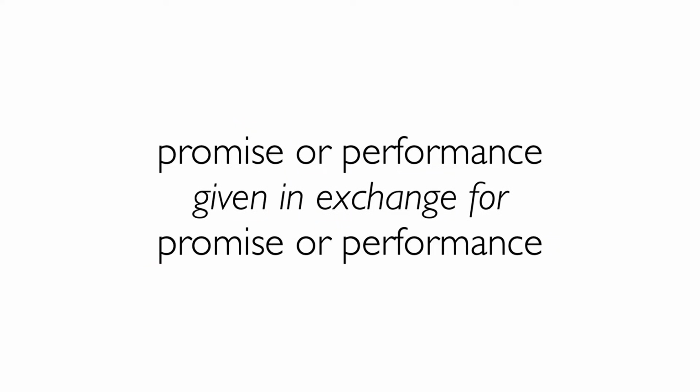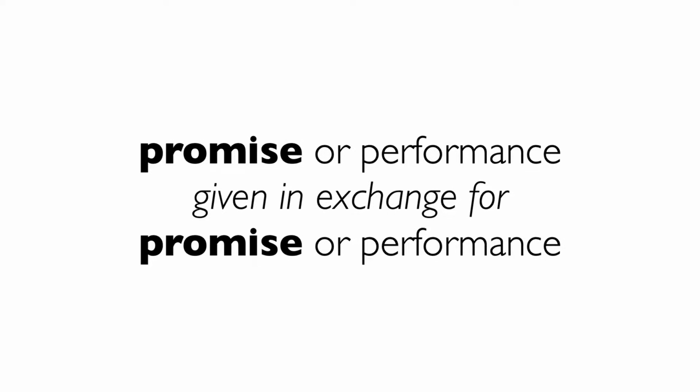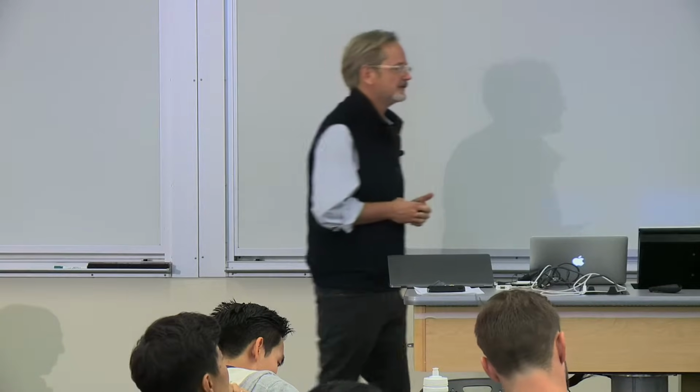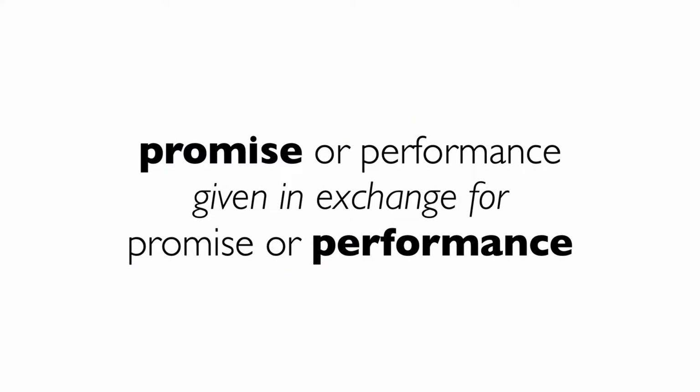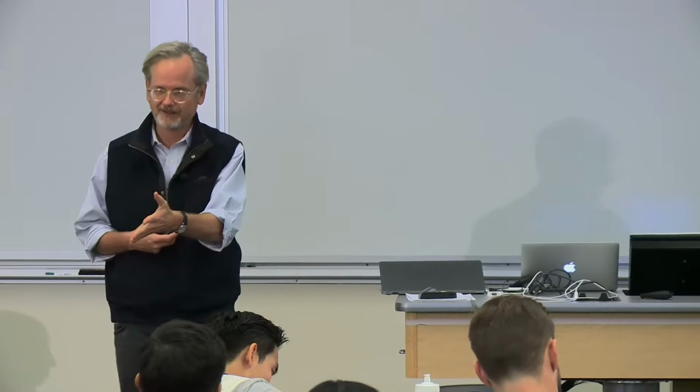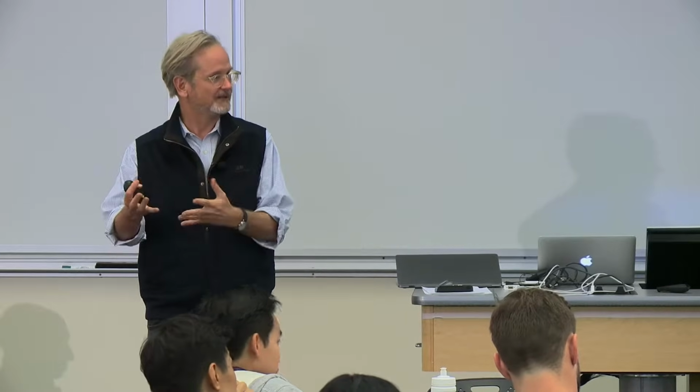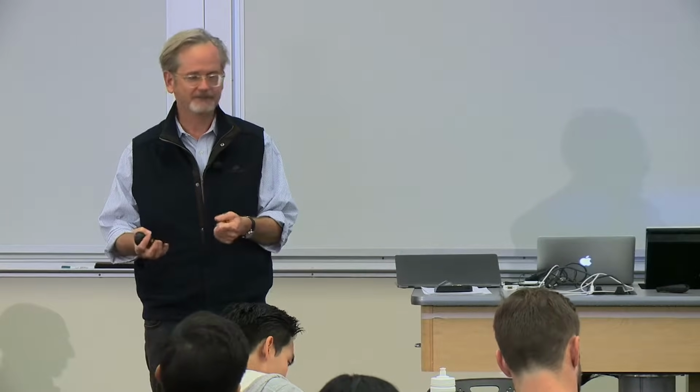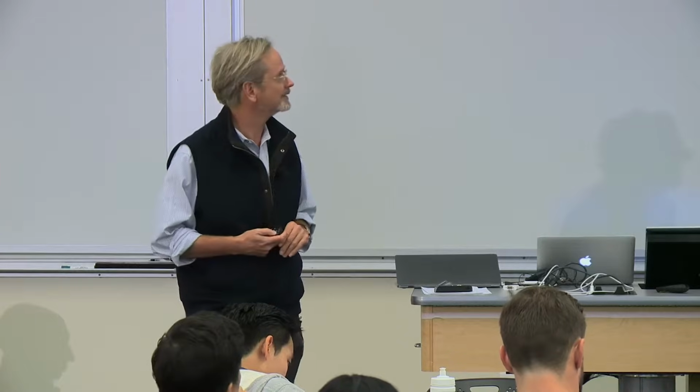But notice here, this is mapping out 4 different possibilities. You can have a promise in exchange for a promise. I promise to pay you $10,000 if you promise to sing an opera for me tomorrow. Or it can be a promise for a performance. I promise to pay you, Andy, $5 if you sing a song for us now. So it's the performance I want. I don't want a promise from him, because we know what Andy's promises are worth.